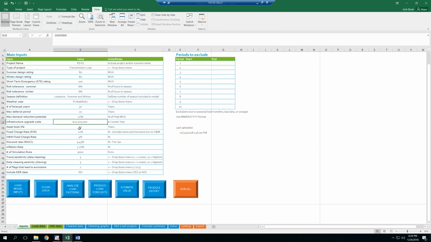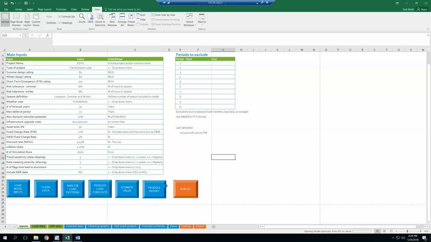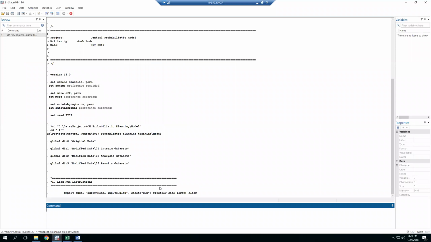So the infrastructure upgrade costs are a key determinant of the value. Pretty obviously, the higher the number, the bigger the value will be. Asset book life just determines how it's spread over time, and obviously all these other inputs are financial. So that being said, I'm going to hit the estimate value button and let it run.